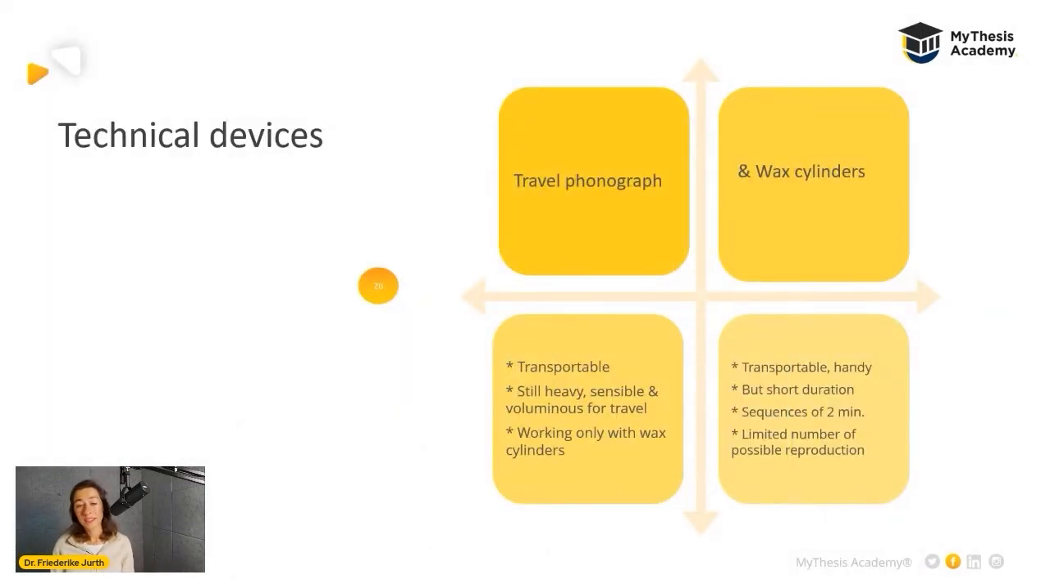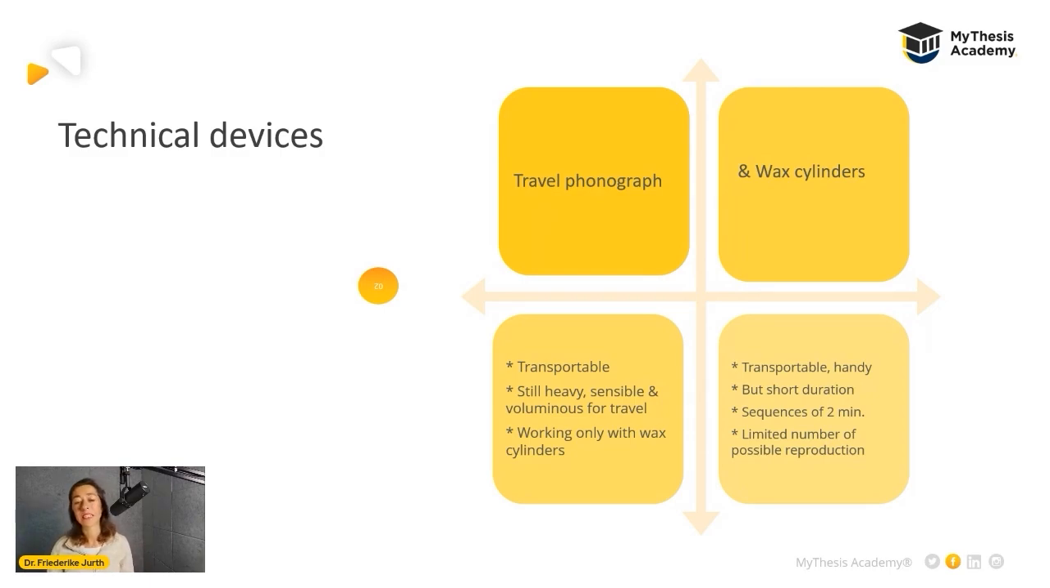Well, which were the difficulties? First, the travel phonograph. Yes, it was transportable, so this was an advantage, but it was still a very heavy machine. It was sensible, so the materials were sensible, and it was very voluminous for travel. Then another point is that it was only working with wax cylinders. The wax cylinders, on the other hand, were transportable and handy, but they had a very short duration.